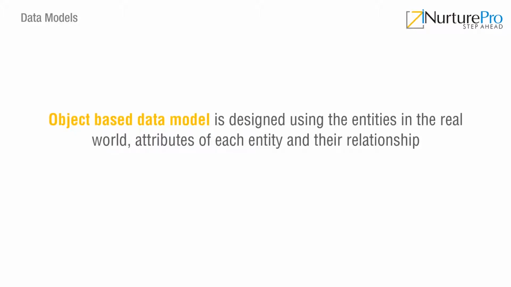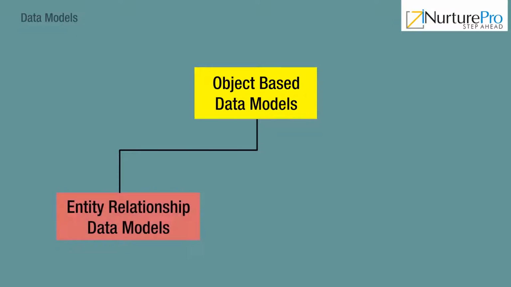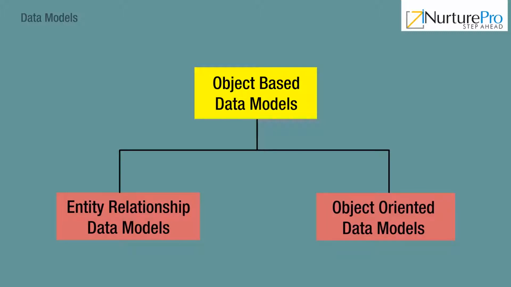Object-based data model is designed using the entities in the real world, attributes of each entity, and their relationship. Object-based data models are further categorized into two types: entity relationship data model and object-oriented data model.